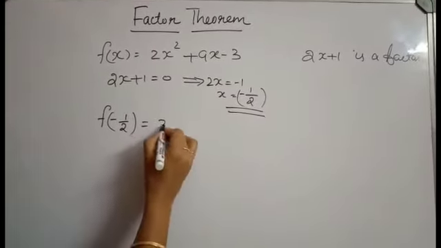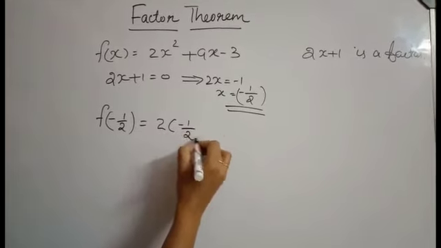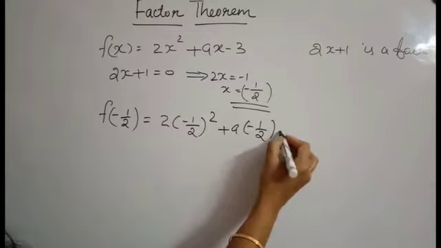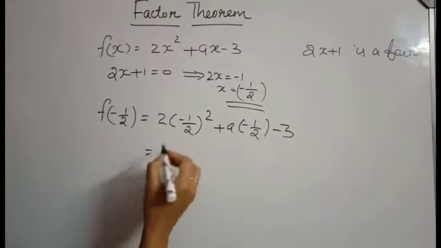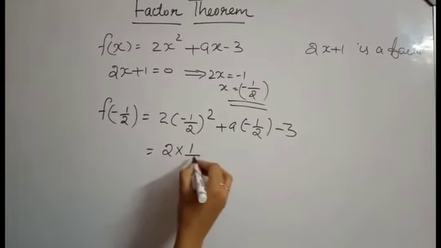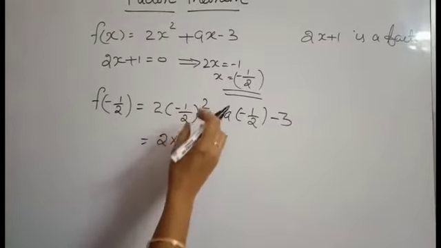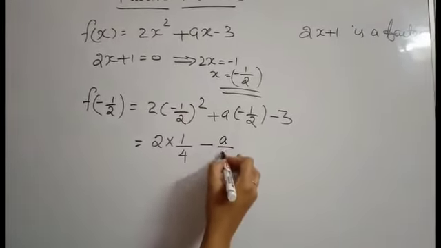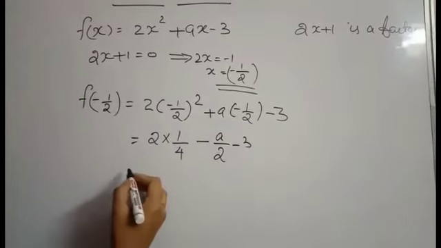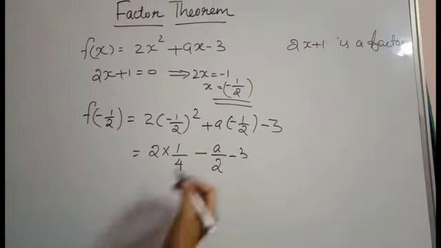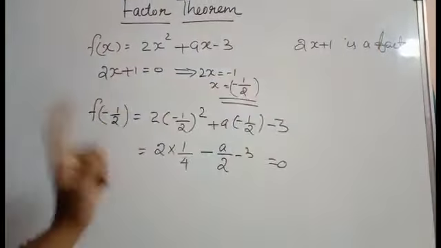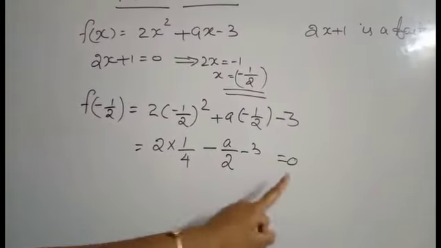You will get this as 2 into minus 1 by 2 the whole square plus a into minus 1 by 2 minus 3, and that is equal to 2 into 1 by 4. The square of minus 1 by 2 will become plus 1 by 4, and minus a by 2 minus 3. Now it is given that this is equal to 0 because 2x plus 1 is a factor. Therefore, f of minus 1 by 2 is equal to 0.